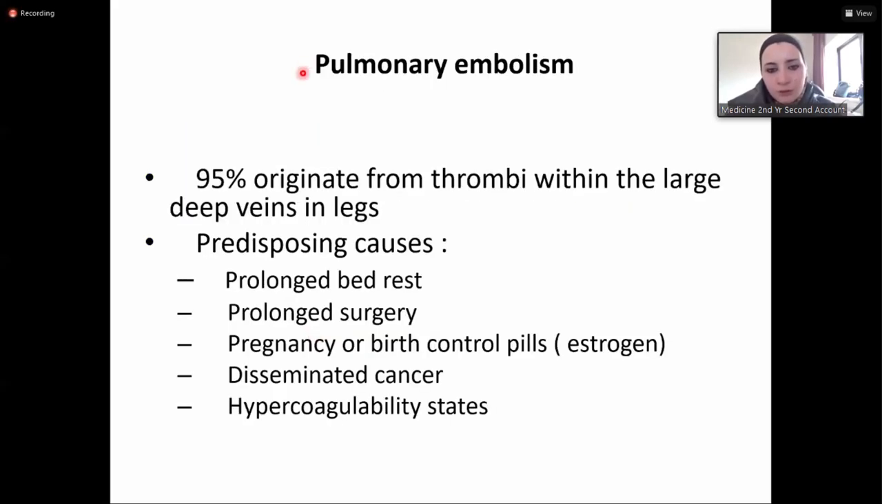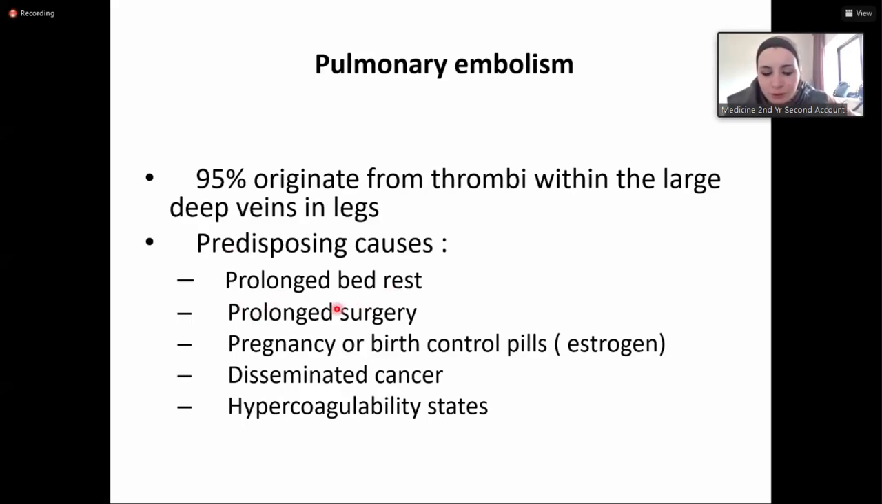أول disease, pulmonary embolism. Pulmonary embolism حكينا عنها كتير بالhemodynamics, if you remember, last semester. 95% of the pulmonary emboli originate from the deep veins of the legs. Predisposing causes, أي شيء بعمل stasis أو بعمل hypercoagulable status, بعمل لي deep vein thrombosis and pulmonary emboli.